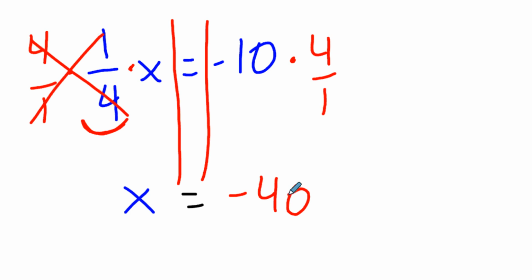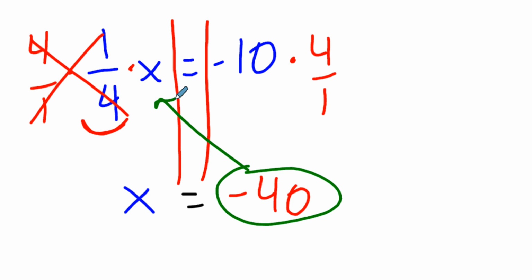How could we check this? We take this value and plug it in for x. We take 1/4 times -40, and we end up getting -10.